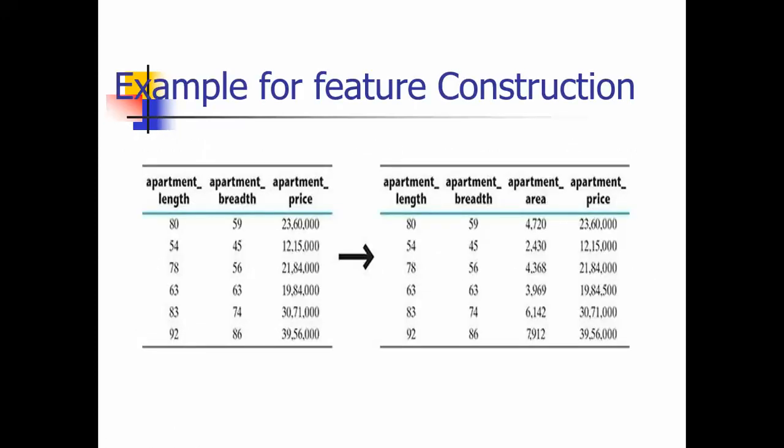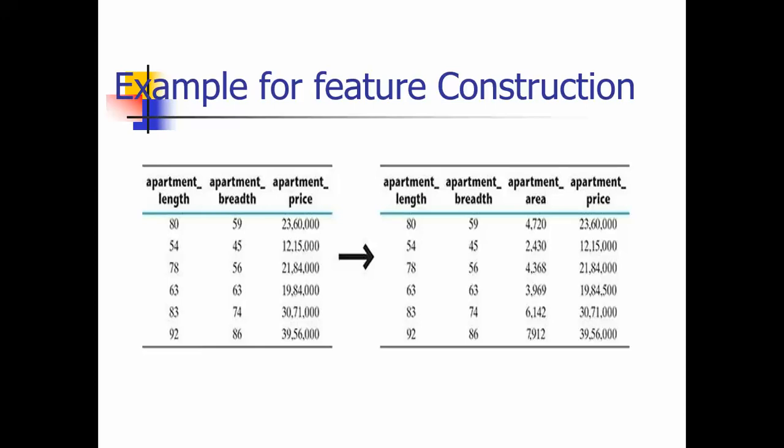So this is an example for feature construction. We have apartment length, apartment breadth and apartment price. Before going to embed into the learning model, you have to understand how we are going to calculate the price of the particular apartment based on area. So that area feature, the new feature, will be needed to estimate the price of the apartment when it is going to be tested in the machine learning model.